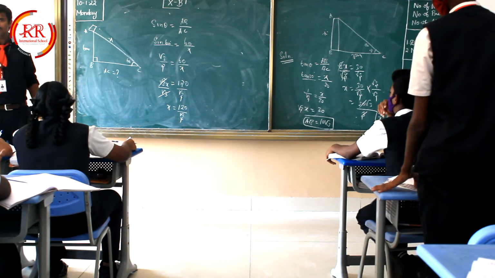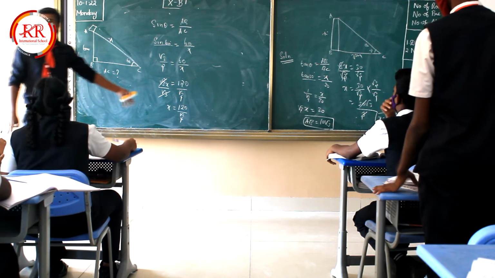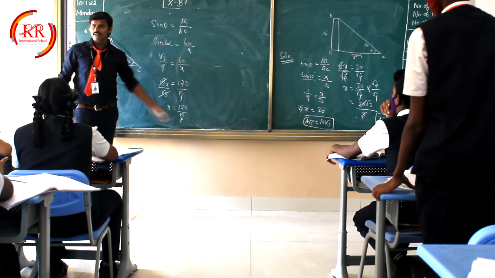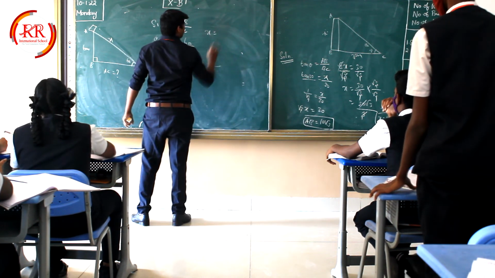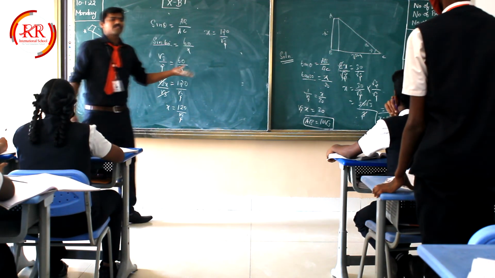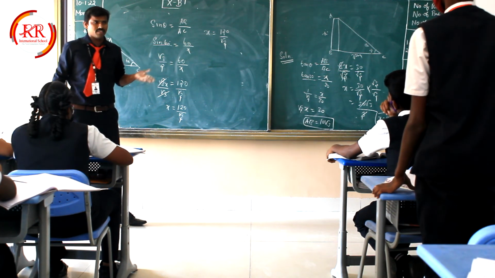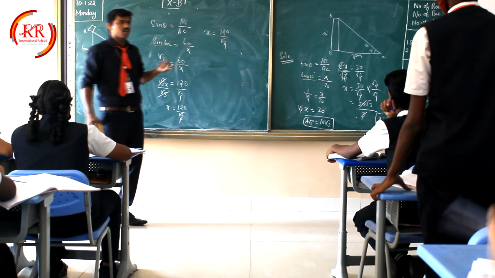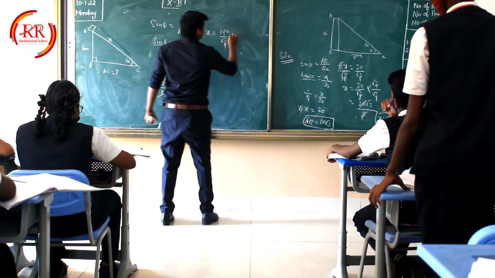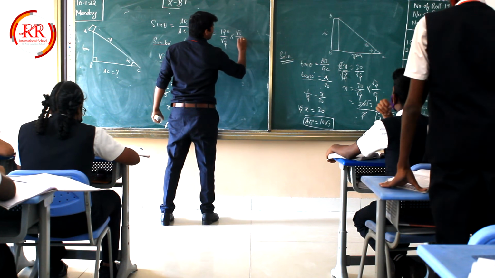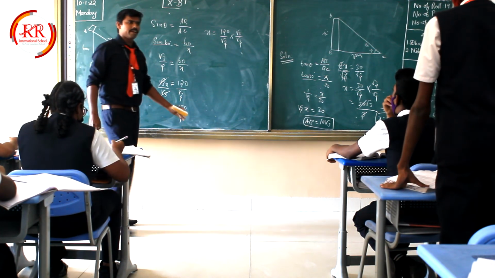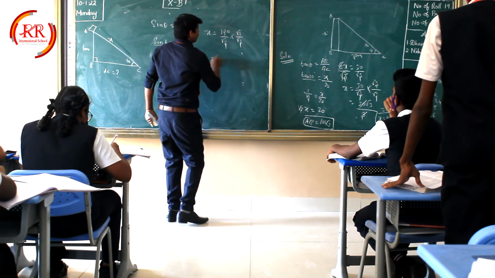Is that clear? Have you understood so far what we have discussed? Of course this will be our answer, but we can simplify it further. Can we simplify it or not? Yes, sir. X equals 120 by root 3 can be rationalized. Rationalization, or else we have another name called conjugation. That means multiply the numerator and denominator by root 3. So go for it.